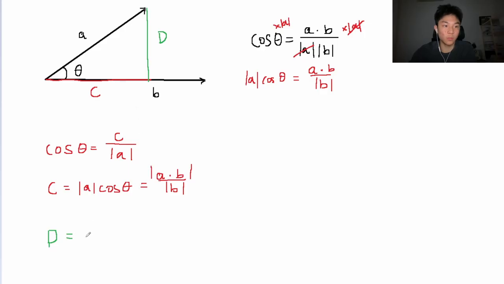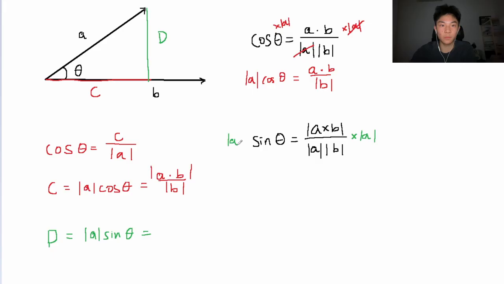So D is going to be the magnitude of A sine theta. Again, if we use our formula, if we multiply both sides by the magnitude of A, the magnitude of A's are going to cancel on this side. So we're going to get A sine theta equals the magnitude of the cross product of A and B over the magnitude of B.